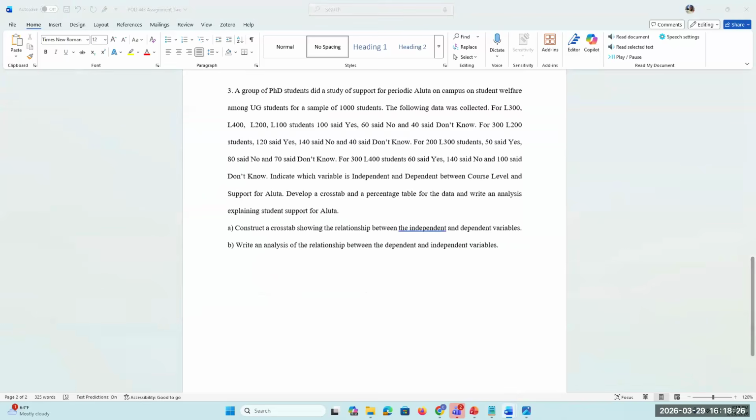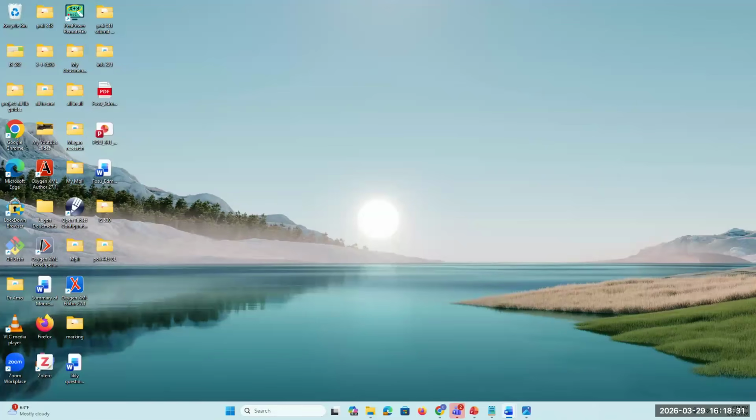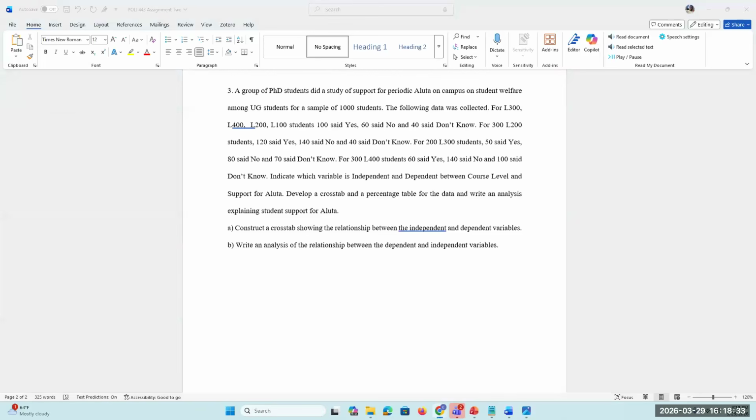For level 300, level 200 students, 120 said yes, 140 said no, and 40 said don't know. For level 200, level 300 students, 50 said yes, 80 said no, and 70 said don't know. For level 300, level 400 students, 60 said yes, 140 said no, and 100 said don't know.